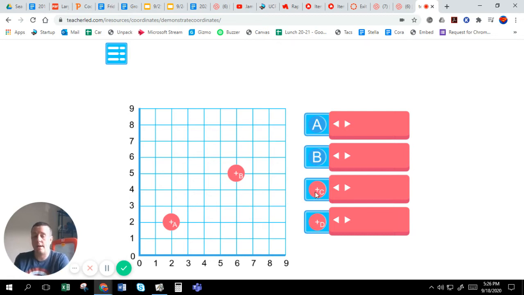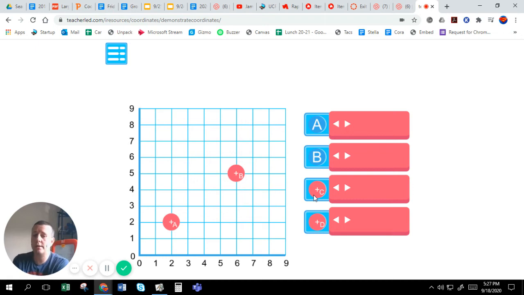Now, right now, anywhere I put this point, as long as it's not on top of A or B, would make a triangle, right? We could connect all of them together and it would build some sort of triangle. So let's make it a little harder. Let's see if you know your definitions. What if I didn't just want any triangle and instead I wanted a right triangle? That would be testing to see, do you remember your shapes?